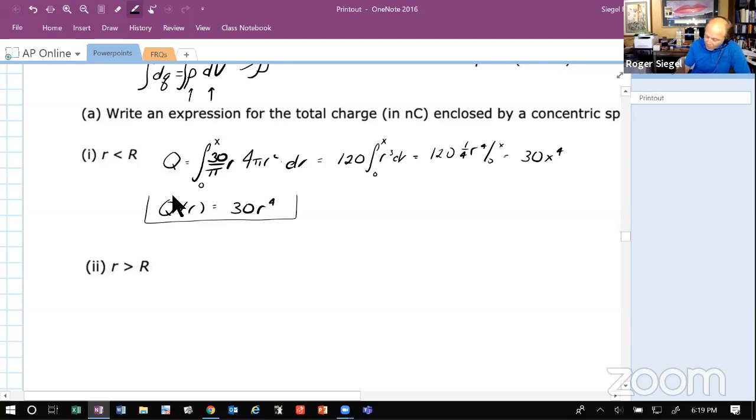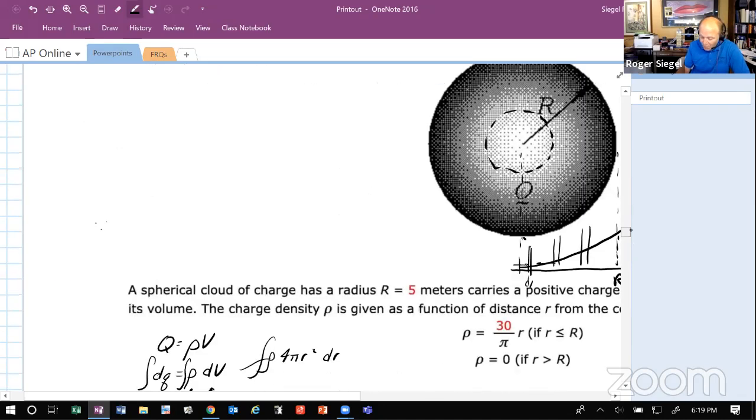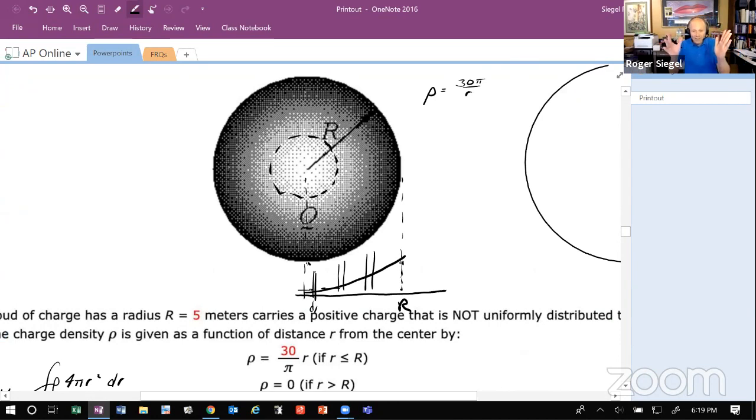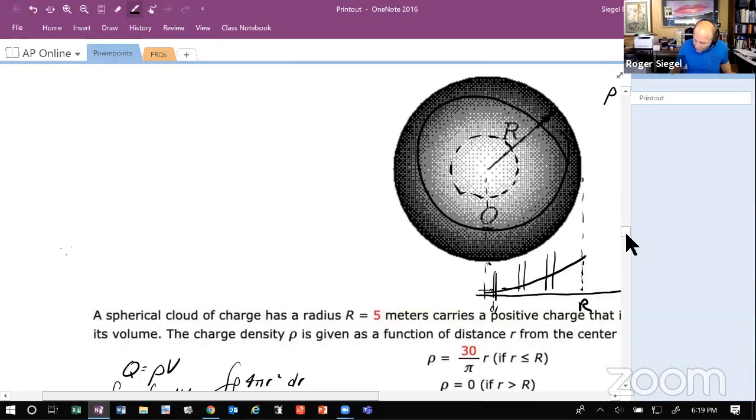Okay, and when we look at this, that should make sense, because as we move out, we have more density. We have a denser situation, and we also have a bigger surface area the further we go out. So we expect this to increase by r to the 4th.